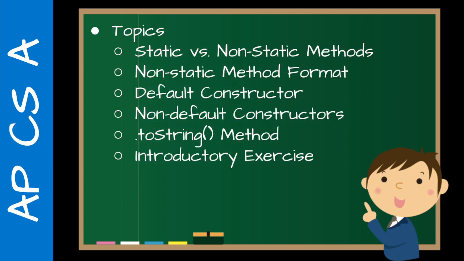Anyway, so just a quick review. We looked at static versus non-static methods. The non-static method format is basically the same as static, minus the static keyword. We talked about the default constructor, finally, even though we've been using it all along. We talked about non-default constructors and overloading, just like we did with static methods. We looked at the toString method, which is very, very important.